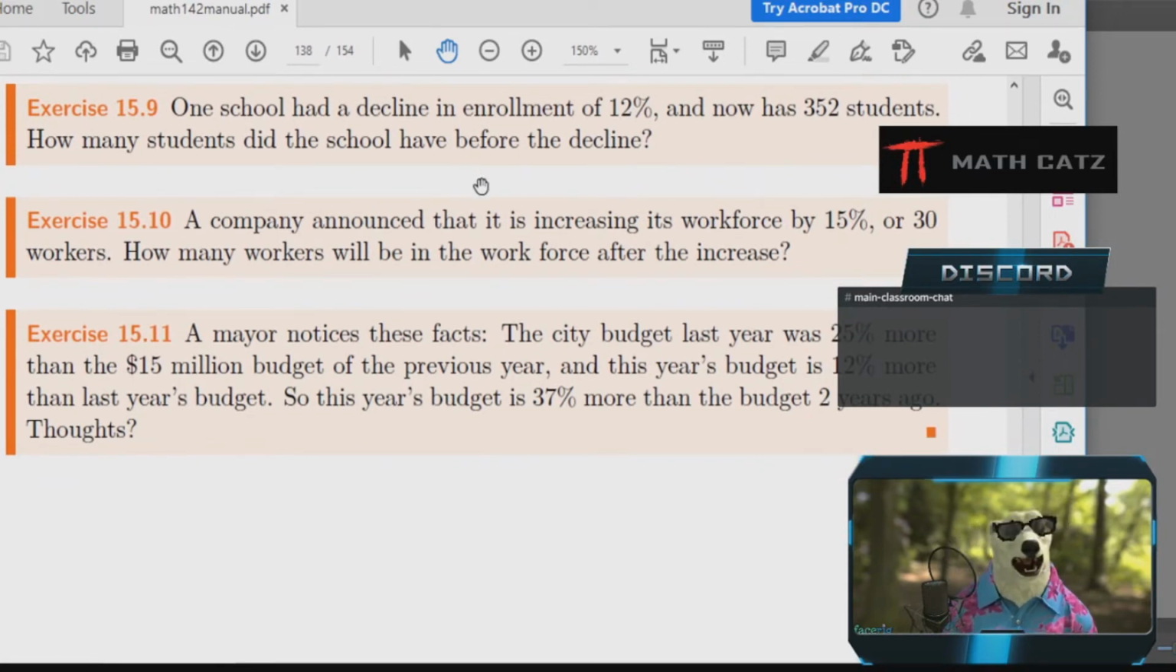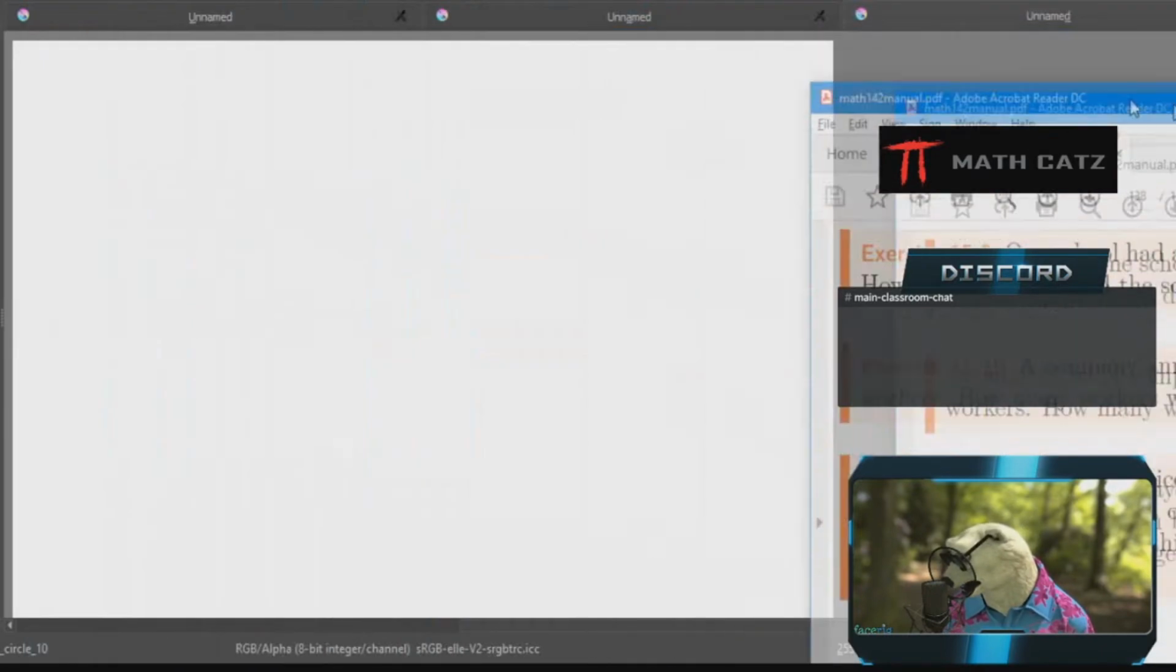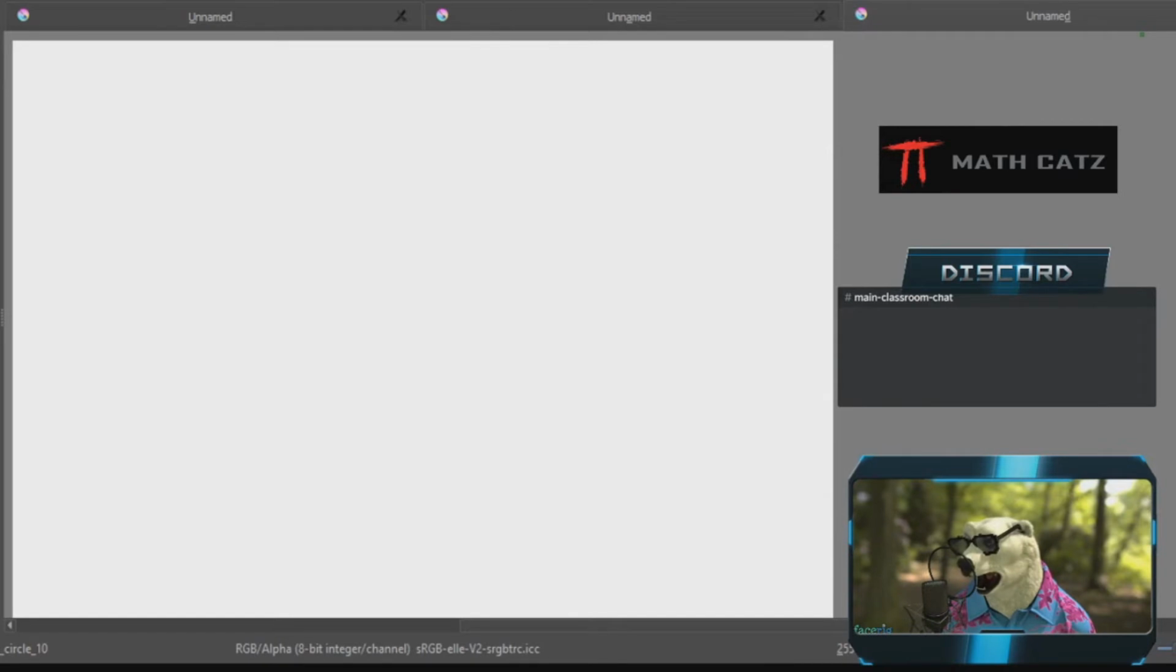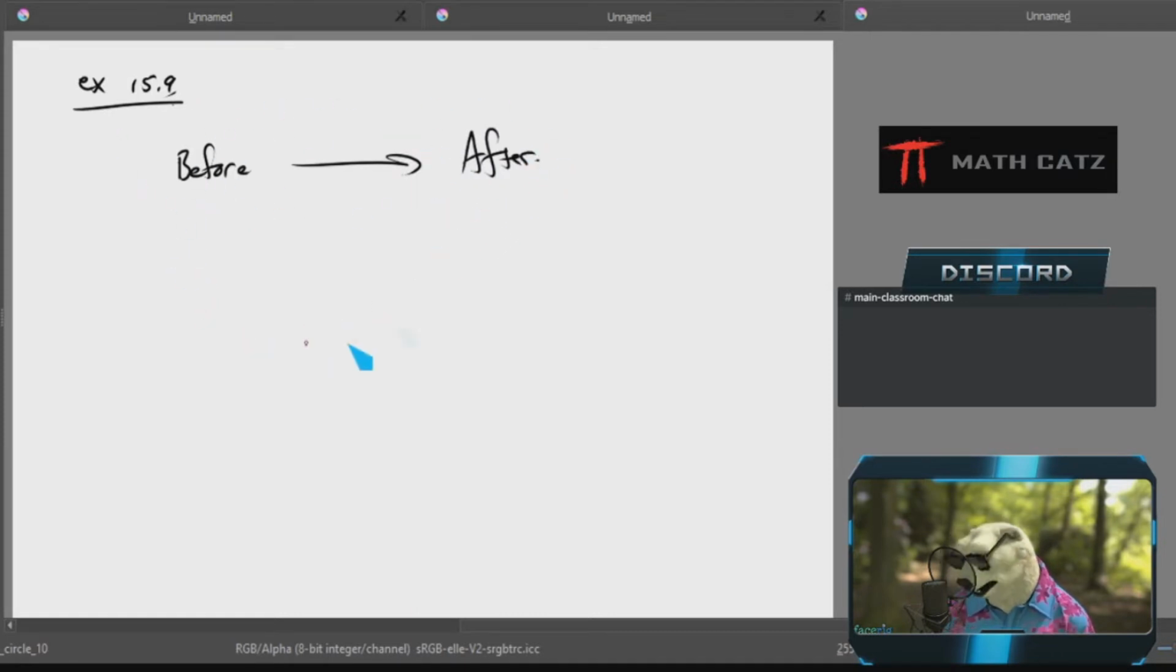Exercise 15.9. One school had a decline in enrollment of 12%, and now it has 352 students. How many students were there before the decline? So we again have a before and after situation. Now I like to just extract the information. Just get an idea of what they're giving me, what they're looking for, and so on.